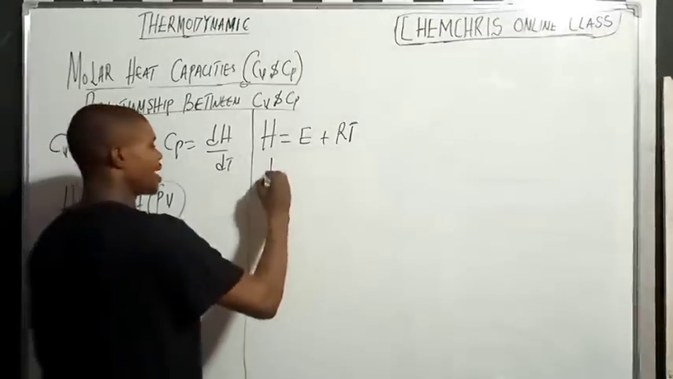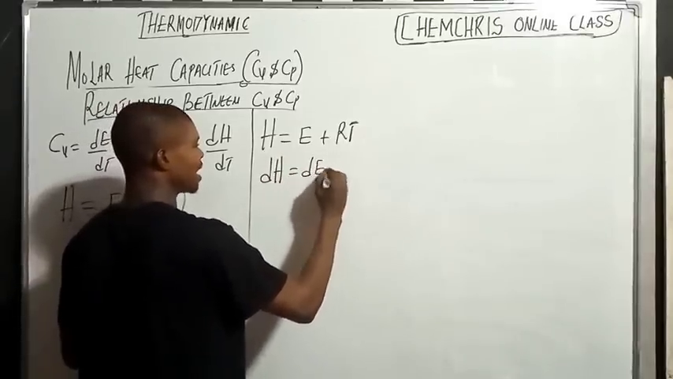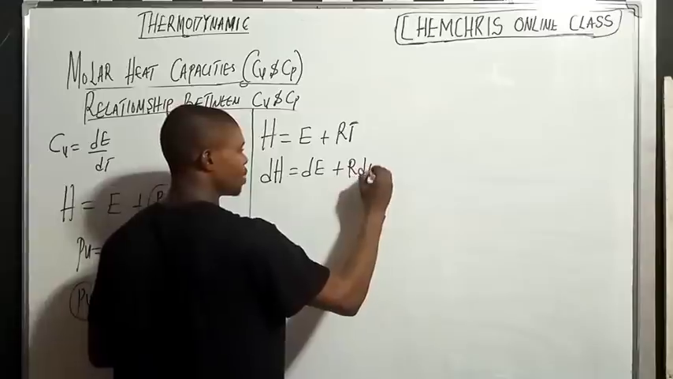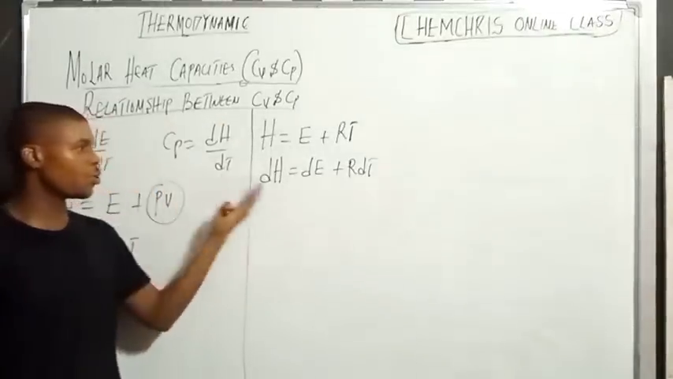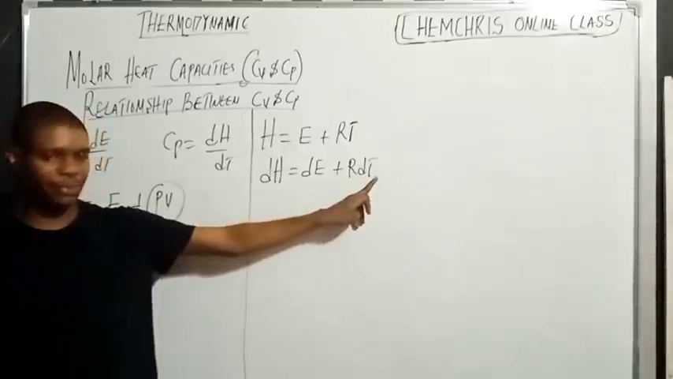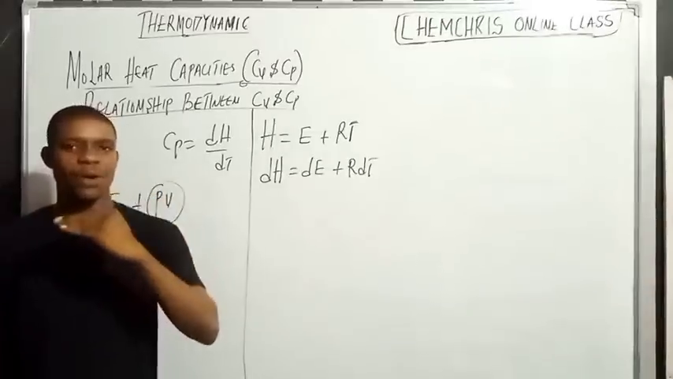So the change in enthalpy equals the change in internal energy plus R times the change in temperature. Do you understand? So we are going to introduce the delta. The change is going to affect this temperature, not the R here. Do you understand? Now remember, we are dividing both sides by the change in temperature.